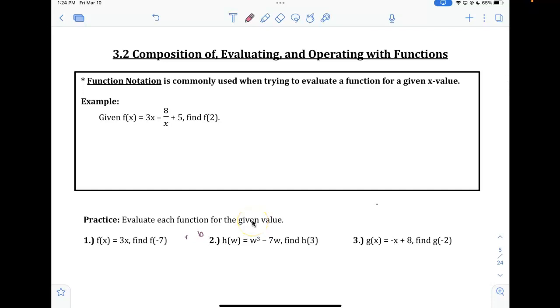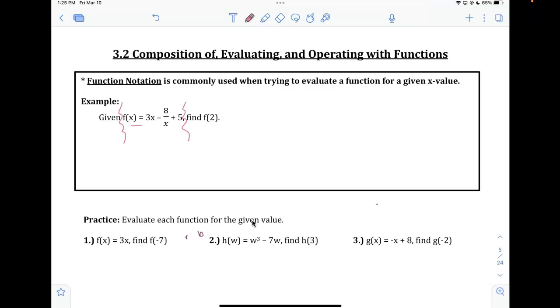Function notation is commonly used when trying to evaluate a function for a given x value, or any given variable, really. So if you're given the function f of x equals 3x minus 8 over x plus 5, find f of 2. So this is your function. Here, f of x equals 3x minus 8 over x plus 5.